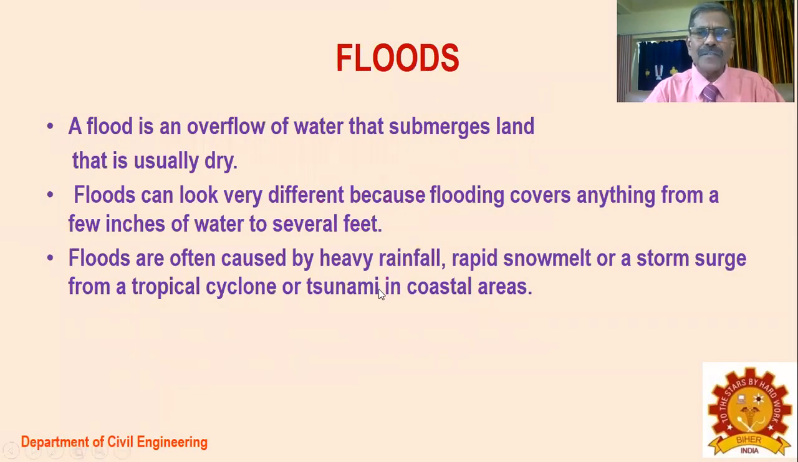Floods. What is a flood? How do you define a flood? If you look at it, a flood is an overflow of water that submerges land that is usually dry. If the dry land is covered by water, you call it a flood. Floods can look very different because flooding covers anything from a few inches of water to several feet. A very deep lake-like water or a sheet of water, all are considered a flood. Floods are often caused by heavy rainfall, rapid snow melt, or storm surge from a tropical cyclone or tsunamis in coastal areas.